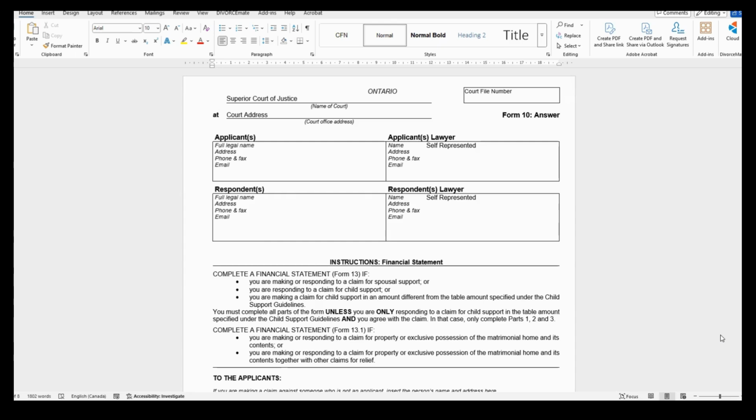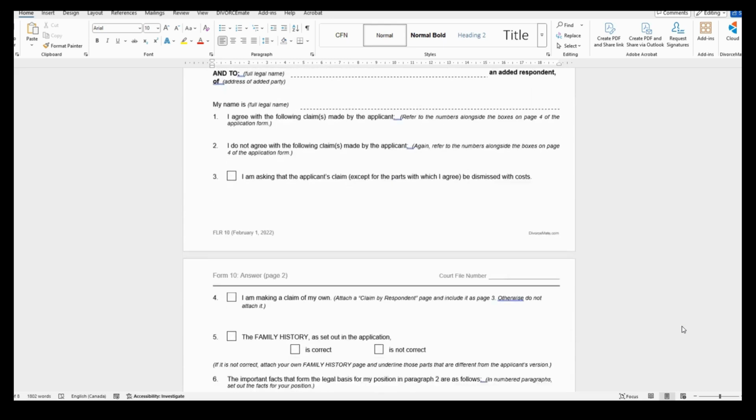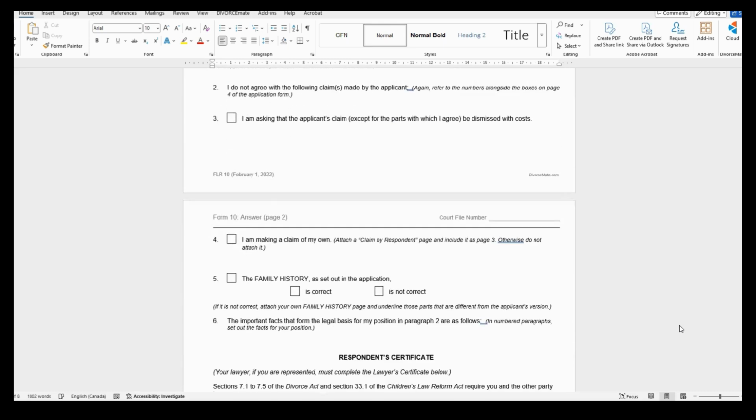So the Form 10, you fill out the first page. The applicant is the person that served you. You are the respondent. And if you go on page number 2, it's asking you some questions there, whether or not you are agreeing with the applicant's claim, whether you want to make your own claim, and if the family history is correct. And on paragraph number 6, it's the important facts that form the legal basis of your position.